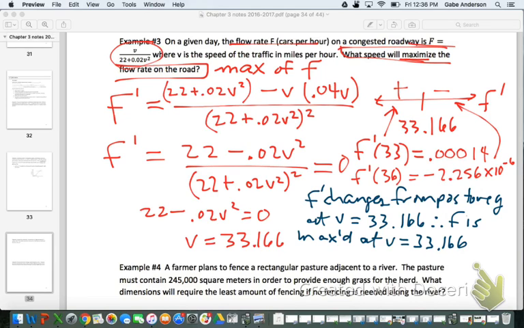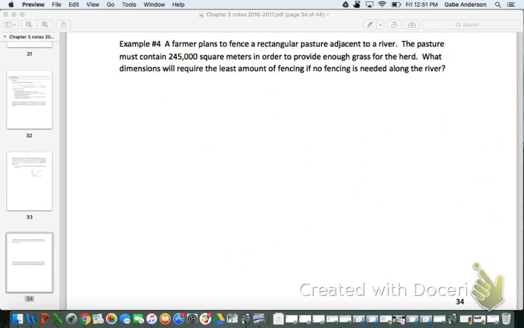It's about a farmer. Example 4. I'm going with colors because it's Friday and I feel like colors.